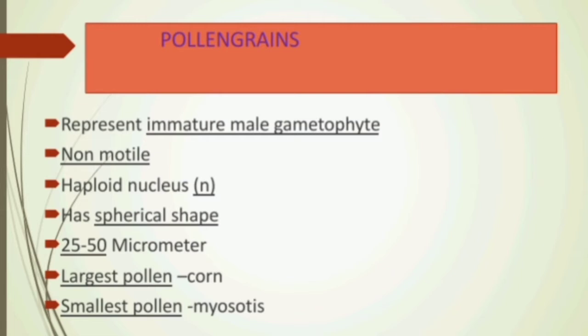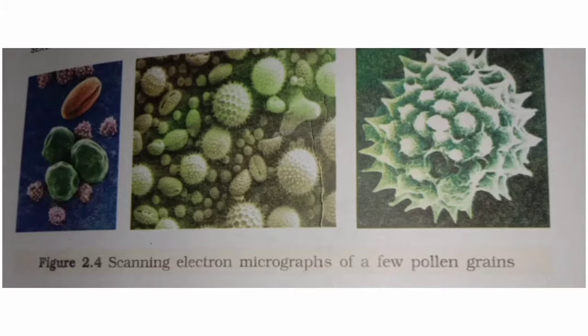in diameter. And in corn we can see the largest pollen grain, whereas the plant called myosotis holds the smallest pollen grains. That means the pollen grains in myosotis are very small in structure, right? So this is how the shape and structure of the pollen grain differs in different species of plants, and each species has a different kind of shape and structure.